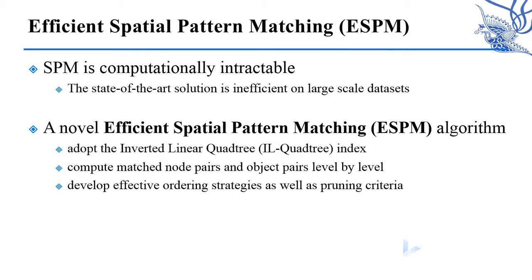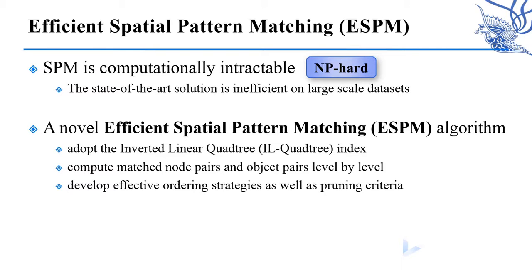SPM has been demonstrated to be useful but computationally intractable, that is, NP-hard. The state-of-the-art solution is inefficient on large-scale datasets. To enhance the performance of SPM, in this paper, we propose a novel efficient spatial pattern matching algorithm, ESPM for short. We adopt the inverted linear quadtree index, IL quadtree for short, and compute matched node pairs and object pairs level by level in a top-down manner.